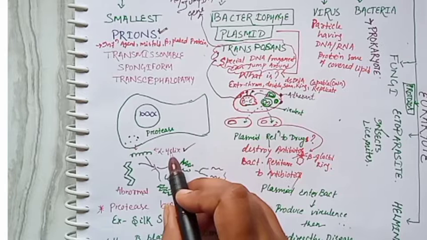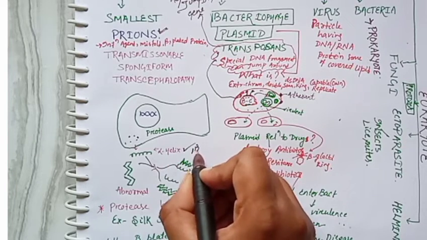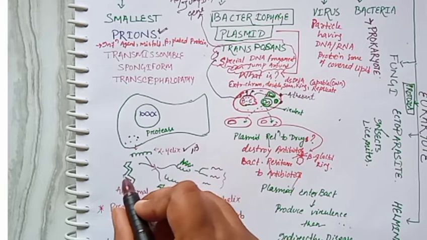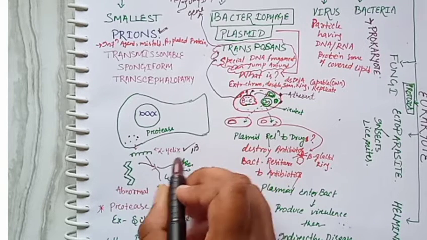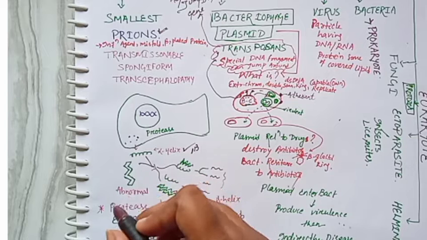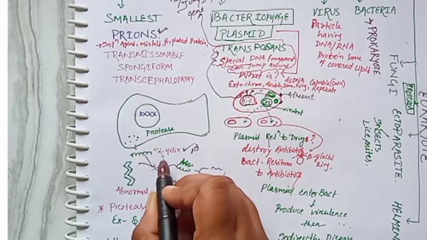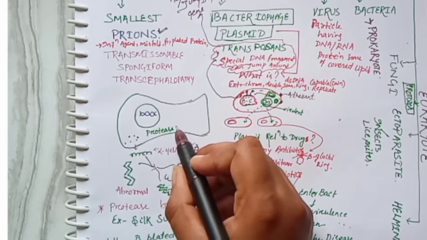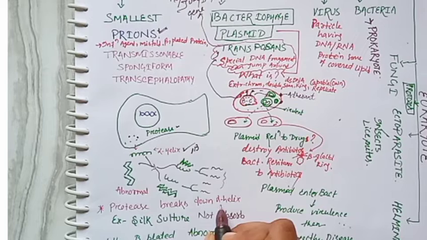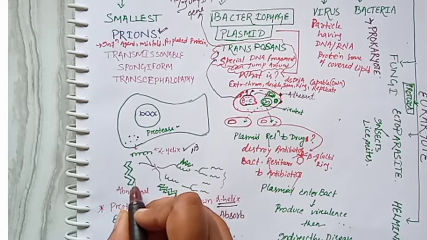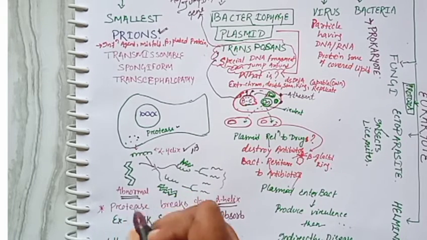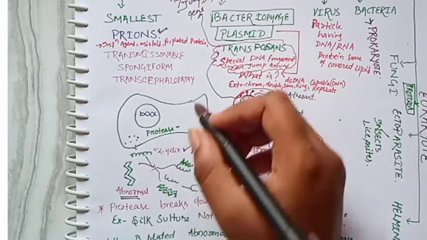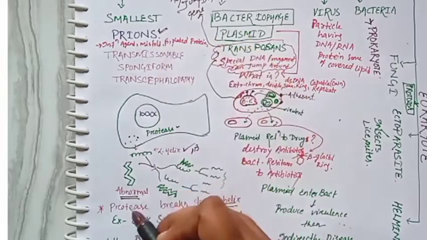So alpha helix as well as beta pleated are the primary structure of the protein. Both are primary structure, but they have some configurational difference. With the alpha helix, one important thing to remember is that protease, the enzyme, breaks down the alpha helix, not the beta pleated. That's why the beta pleated chain of the protein is an abnormal chain, and it is called a prion.